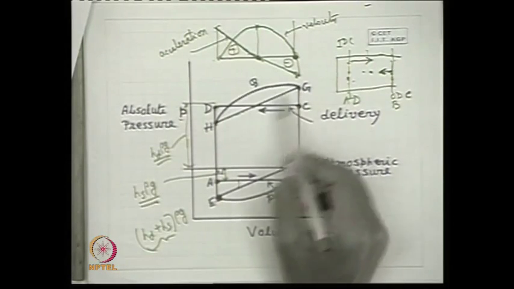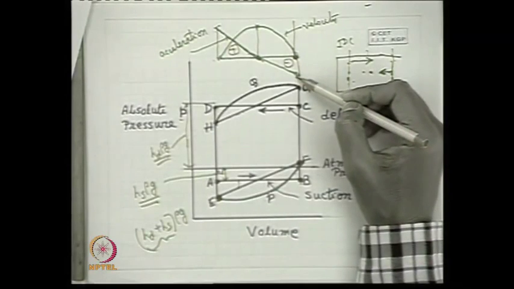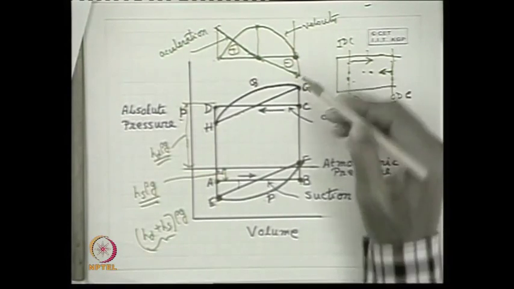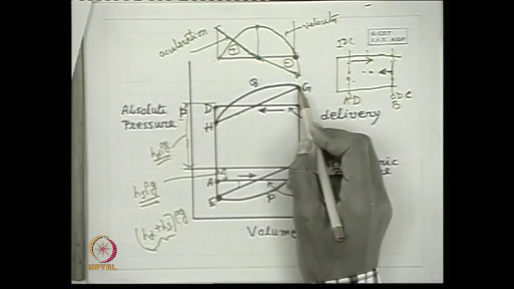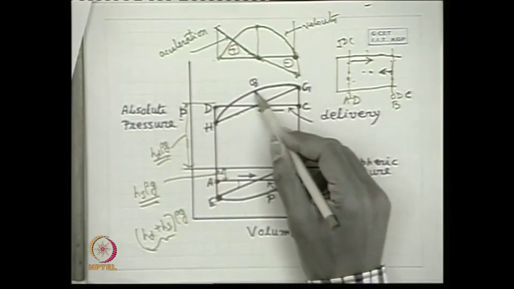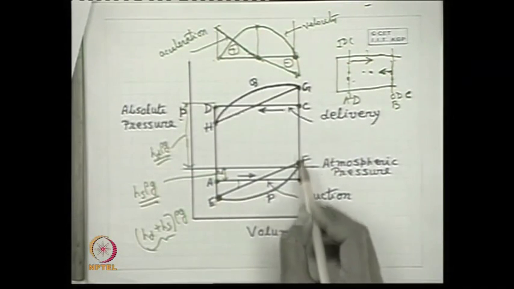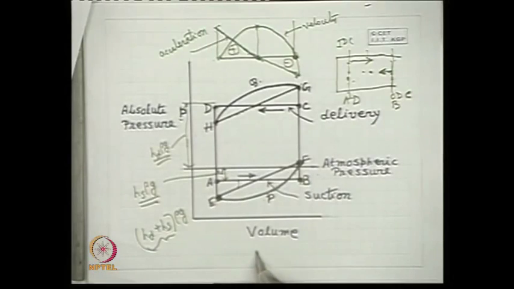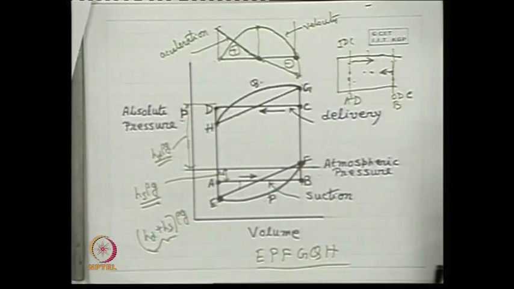So these curves become GH, which can be thought of as a straight line in case of a simple harmonic motion executed by the cylinder. Then, taking care of the frictional losses and the velocity head of the fluid flowing through the delivery pipe, this curve is again modified as GQH. So therefore, we see the final curve becomes EPFGQH. EPFGQH is the final pressure volume diagram considering the fluid to be incompressible.